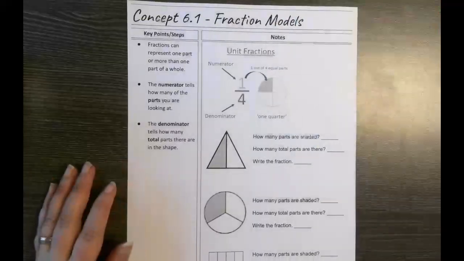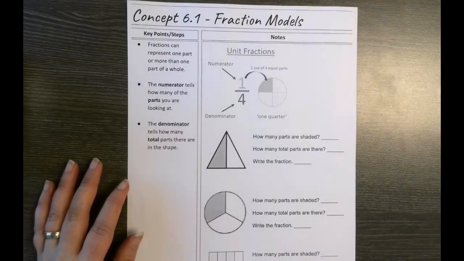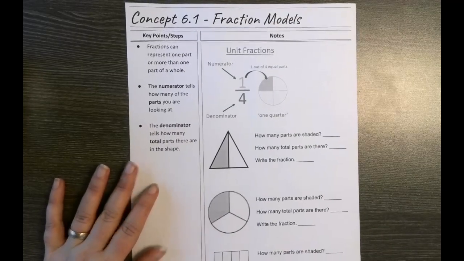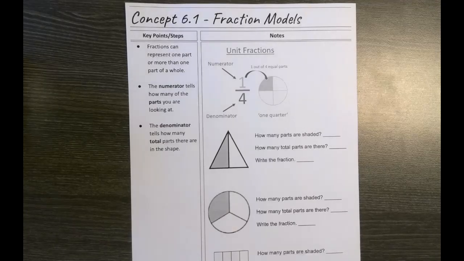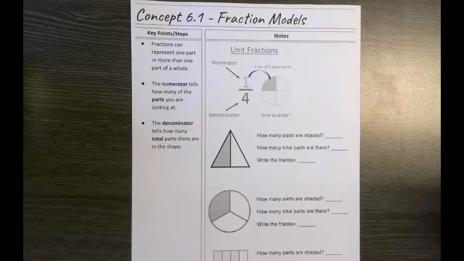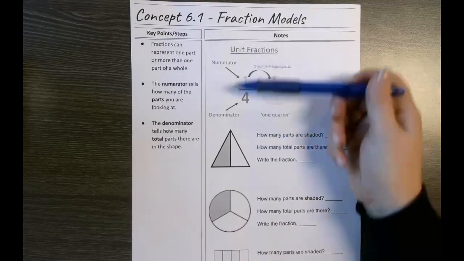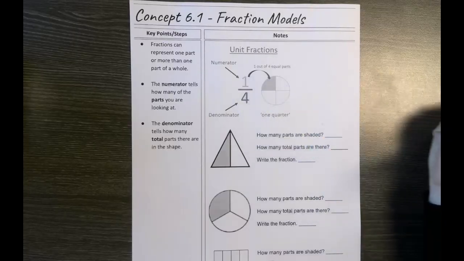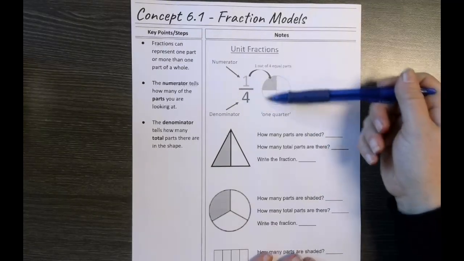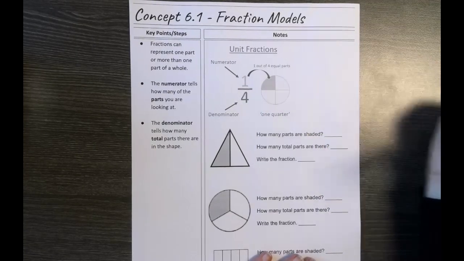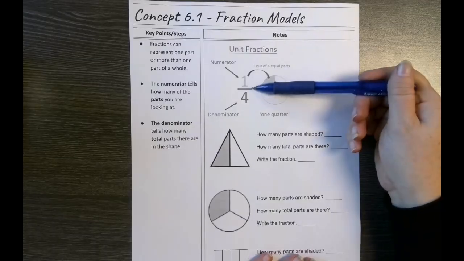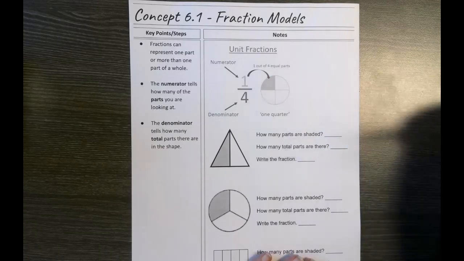Now this should be basic review at this point, so all of this is things that we've gone over with you before, but I'm going to go through it on here with you, nice and quick, in case you forgot or just to give you some extra help. So the numerator is the top number, the denominator is the bottom number. The denominator is how many parts total it has, and the numerator is how many we're dealing with.